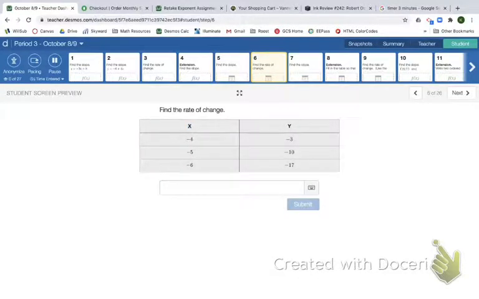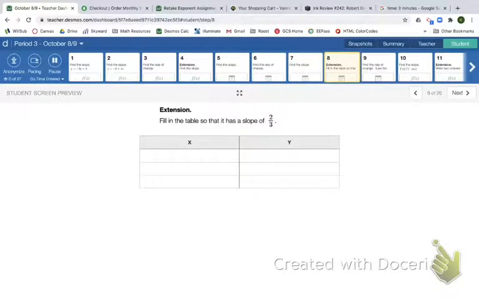For problem 6, our answer is positive 7 because our change in y is negative 7 over our change in x, which was negative 1. And so that all cancels out and you get positive 7. For number 7, you should have identified that it is a nonlinear function because the rates of change are not equal. And then an extension, I can look at that here.